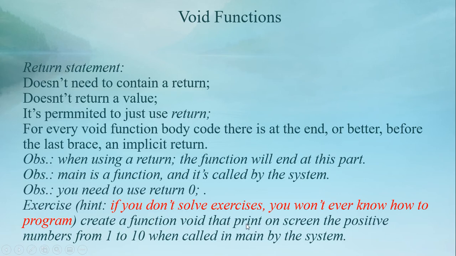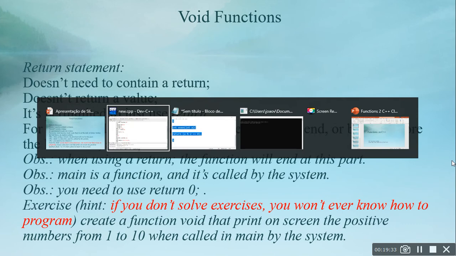Create a void function that prints on the screen the positive numbers. I recommend you to pause and try to solve this problem and to read this phrase in red here, right? I would like to say that if you don't read a book of programming, you won't ever learn how to program. But let's continue. Create a void function that prints on screen the positive numbers from 1 to 10 when called in main by the system.